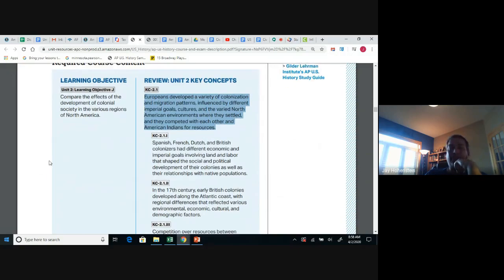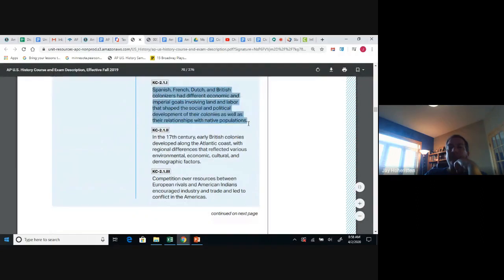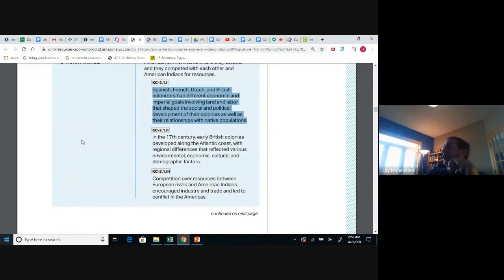So as we look at the Spanish, French, Dutch, and British, they do want to be able to compare and contrast their economic situation. French are here for furs, Spanish for the three Gs, Dutch are trying to trade in New York, and the British have a very diverse colonial structure with different economies. And that's going to shape their social and political development.